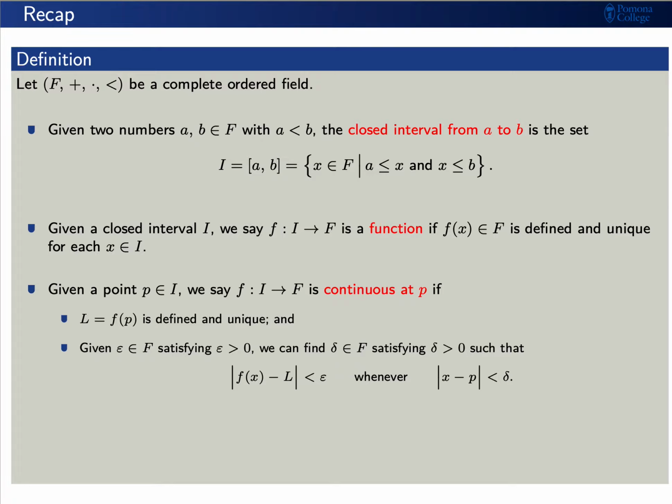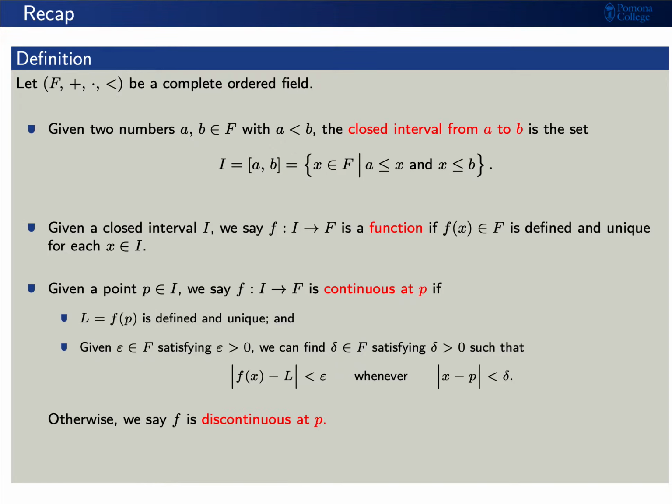Given a point P in I, we'll say that our lowercase f is continuous at P if, first, L equals f of P is defined and unique, and second, given any epsilon which is positive, we can find a positive delta such that in absolute value f of x minus L is less than epsilon whenever x minus P is less than delta. Otherwise, we'll say that our function lowercase f is discontinuous at P.